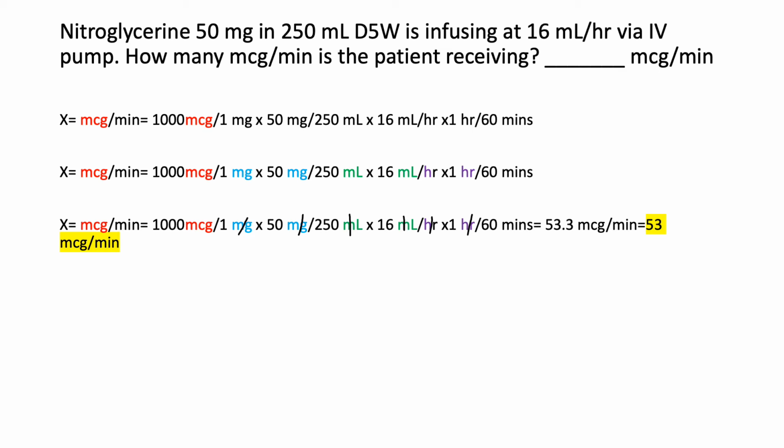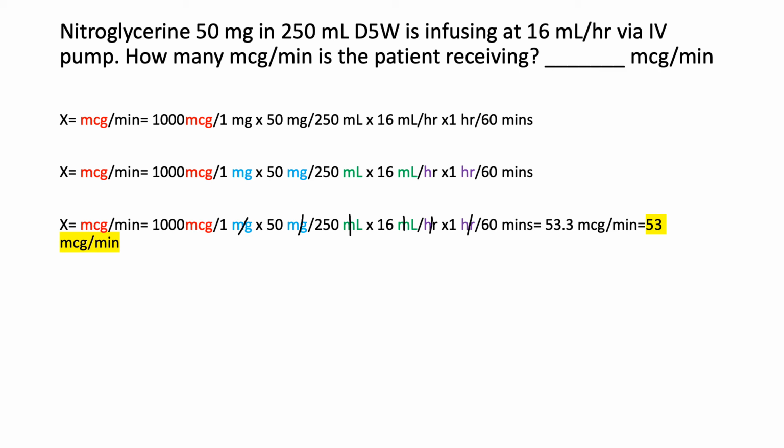I'm going to multiply that by 50 milligrams in 250 mLs. Then I look at my equation, and the other mL I have is 16 milliliters over an hour, but I have to convert it to minutes. So I'm going to multiply 1 hour and divide it by 60. Okay, so I wrote the equation out the second time just in color so that you can see what you're crossing out. And that's going to leave you with micrograms per minute.